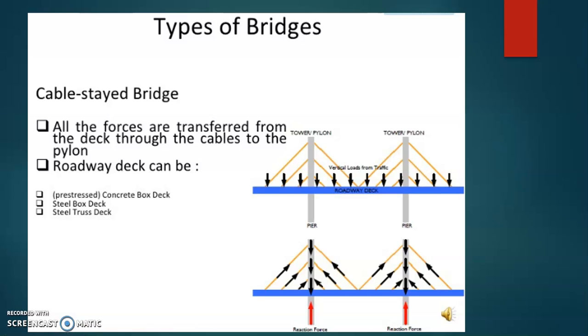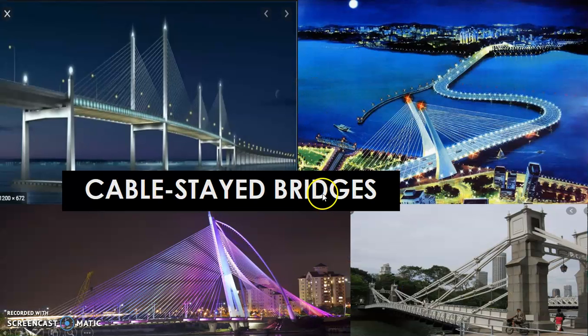Another type is the cable-stayed bridge. All the forces are transferred from the deck through the cables to the pylon, and the roadway deck can be a concrete box, steel box, or steel truss deck. This is also one of the common and popular types of bridges. In Malaysia we also have this type of bridge. We have it in Putrajaya.